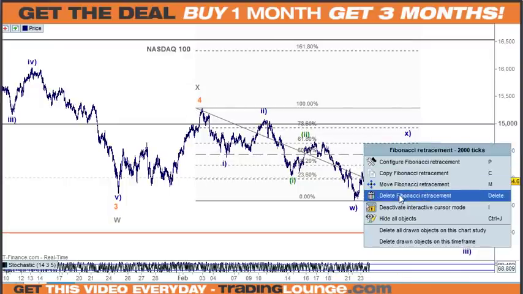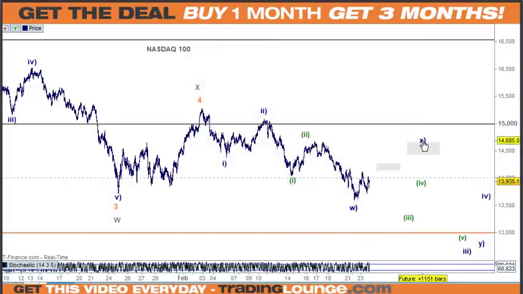So the 14,500 for X marks the spot. So it could go like that. But otherwise, because it's taken the low out here, it's just natural for it to bounce back to this point.